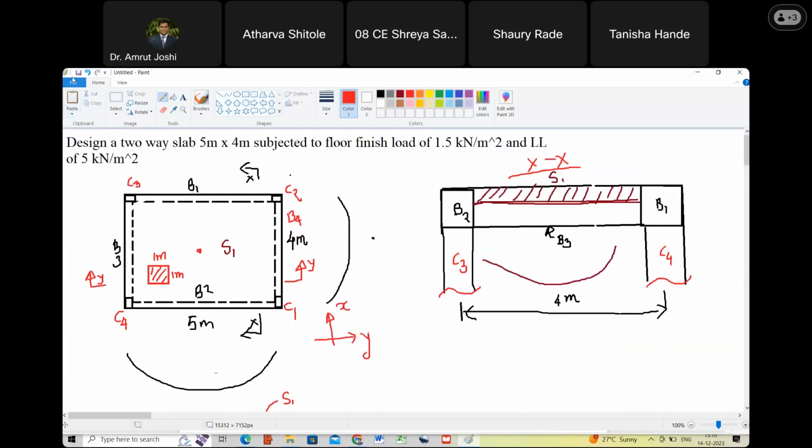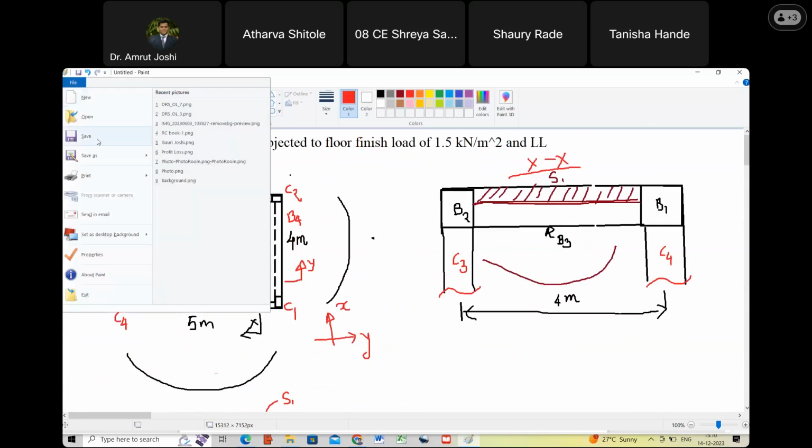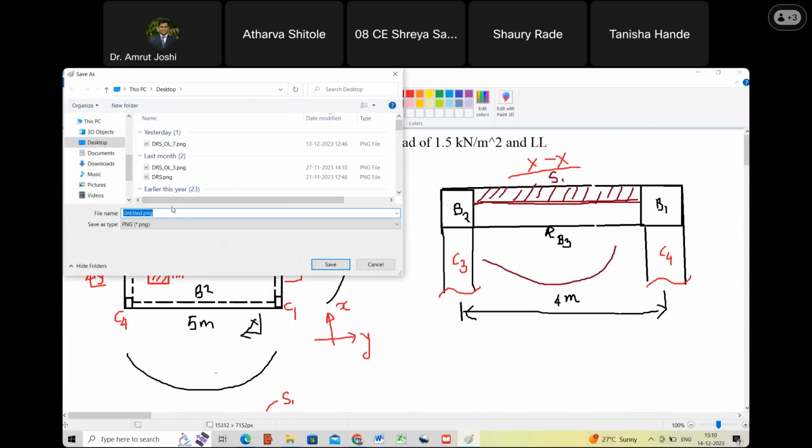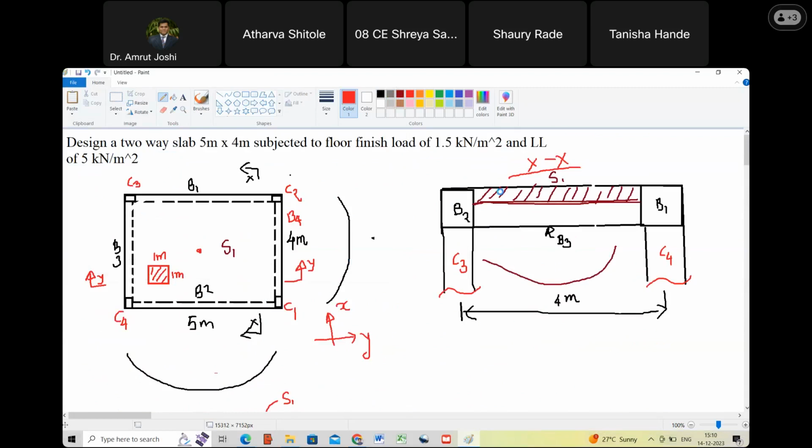Yes, sir. So this completes the design of two-way slab. And in tomorrow's class, we are going to complete the design for short column, and that will be the last lecture. Tomorrow's lecture will be the last lecture. Are you with me? Yes, sir. Okay, so let us stop here today. Have a good day.